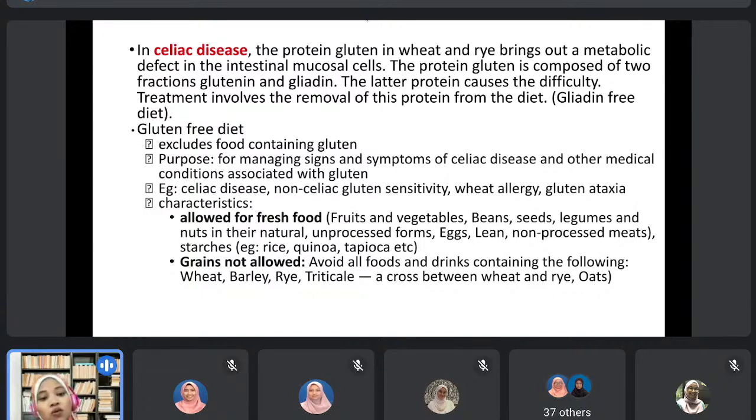So the reason why oats also should be omitted is because during the processing of oats, there might be a contamination of wheat, barley or rye. Okay, sebab rupa mereka adalah lebih kurang sama. So during the production mungkin akan berlaku contamination. So it is better for patients who need a gluten-free diet to avoid oats as well.